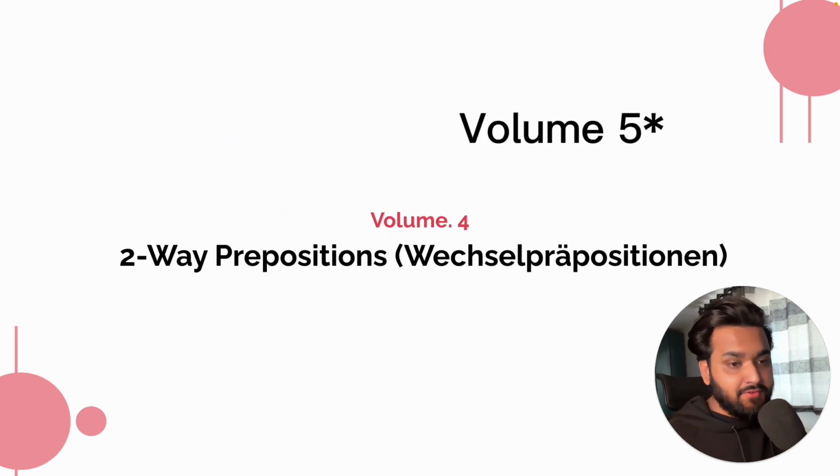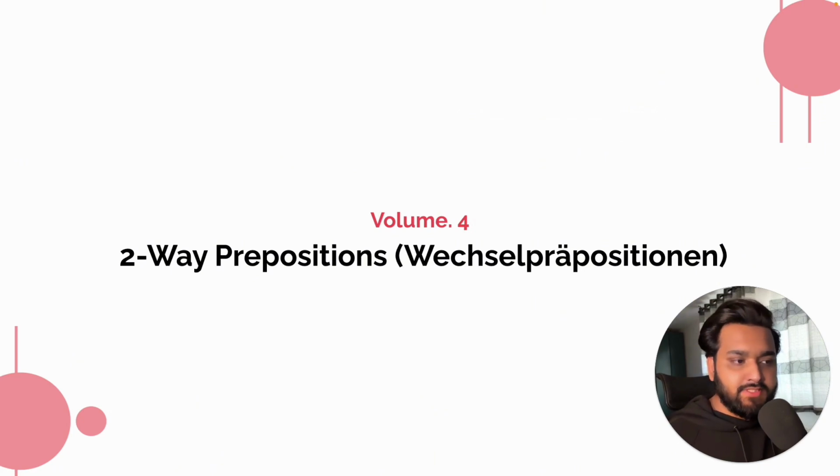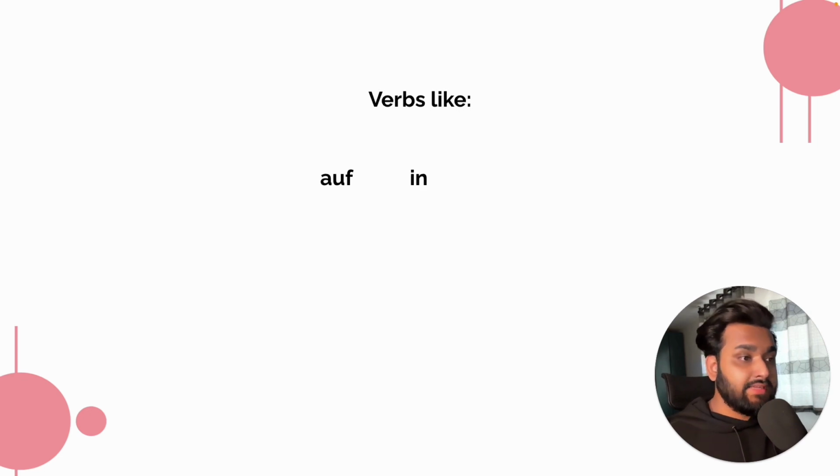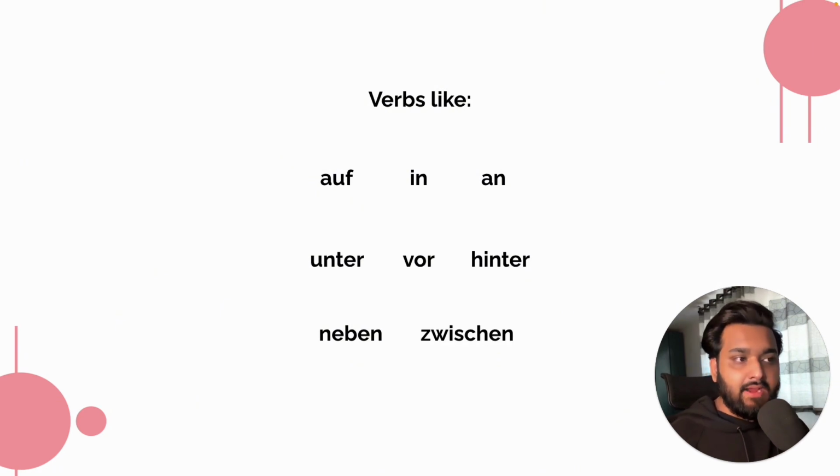So let's continue with volume number 5, which is two-way prepositions, also known as Wechselpräpositionen. Now we have the tricky part. Some prepositions use both accusative and dative depending on movement or location. Prepositions like auf, in, an, unter, vor, hinter, neben, zwischen. So these are the prepositions which can use both accusative or dative, depending on the movement or location.